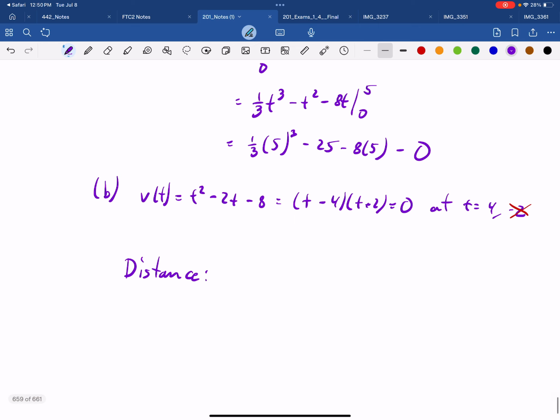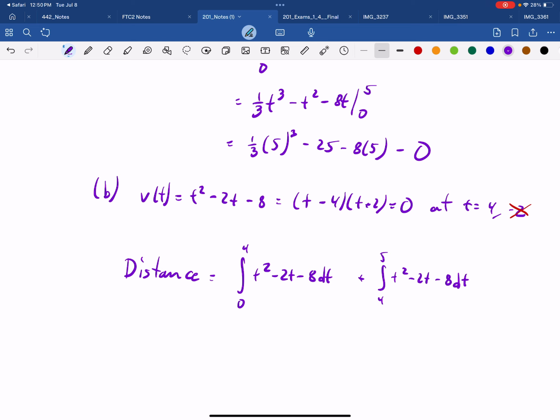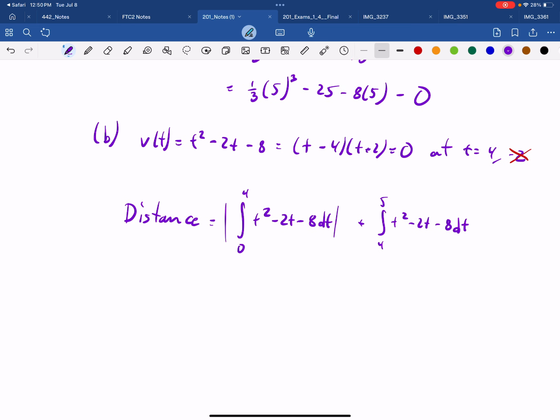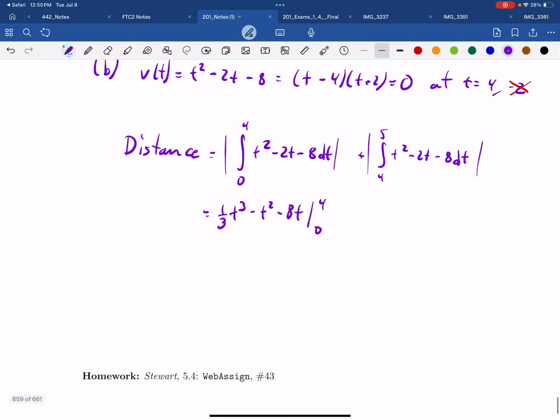So we integrate to the distance equals the integral from 0 to 4 of our function in question, plus the integral from 4 to 5 of our function in question. And we're taking the absolute value, so if we get a negative number for either of these, we just flip it to the positive number. So anyway, we get 1/3 t cubed minus t squared minus 8t. Plug in 0 and 4. Well, this is obviously positive.